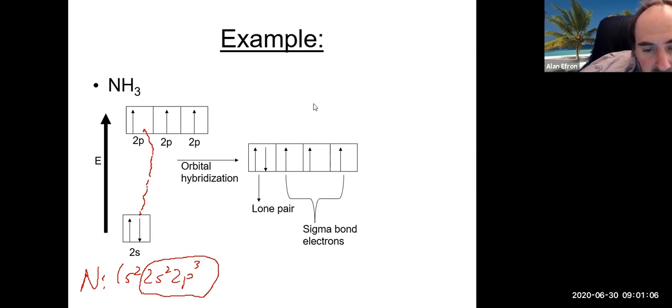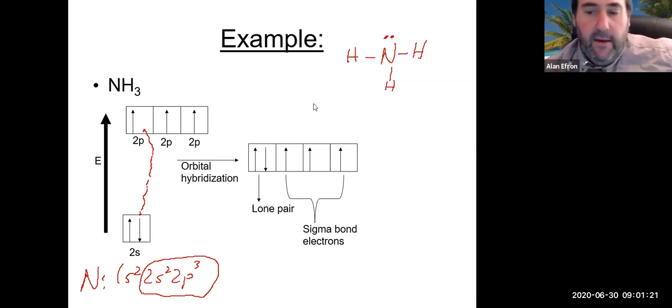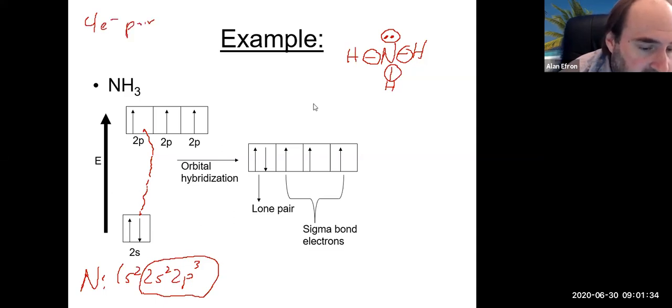Why don't we draw this first so we can see what we're looking at here. So first off, if we look at NH3 and we draw the Lewis structure, if we were to count the electron pairs, we have 1, 2, 3, and 4 electron pairs, right? So again, it doesn't matter that some are non-bonding, doesn't matter if they're bonding, but nitrogen still has 4 electron pairs, which again is our tetrahedral geometry.